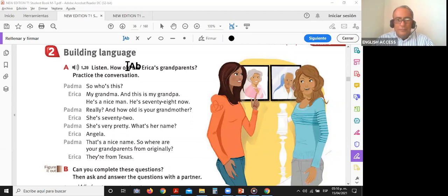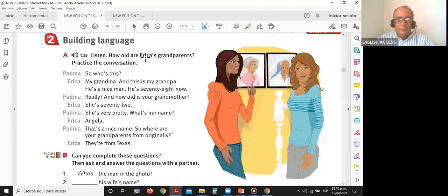Page 27. 2. Building language. A. Listen. How old are Erica's grandparents? So, who's this? My grandma. And this is my grandpa. He's a nice man. He's 78 now. Really? And how old is your grandmother? She's 72. She's very pretty. What's her name? Angela. That's a nice name. So, where are your grandparents from originally? They're from Texas.